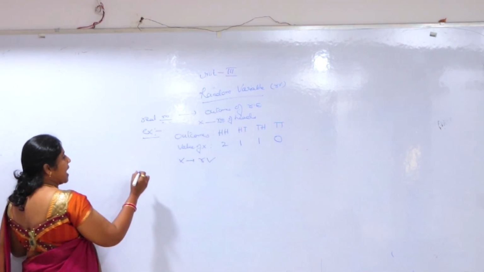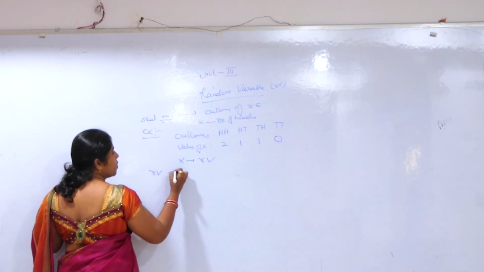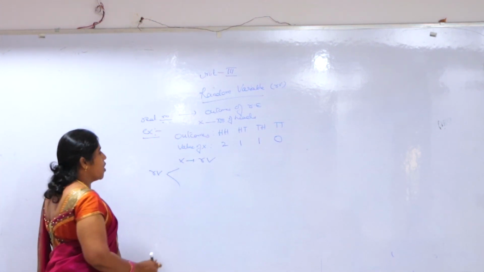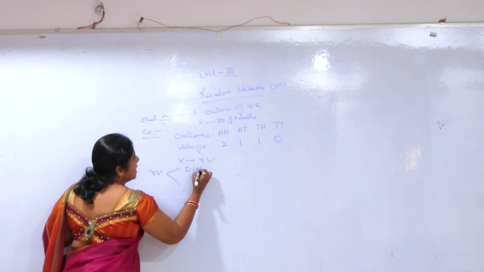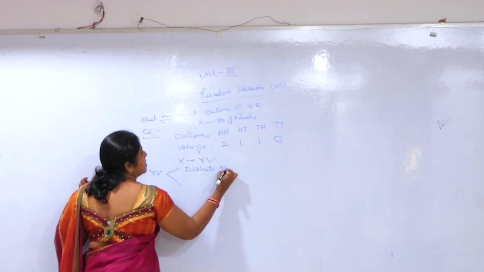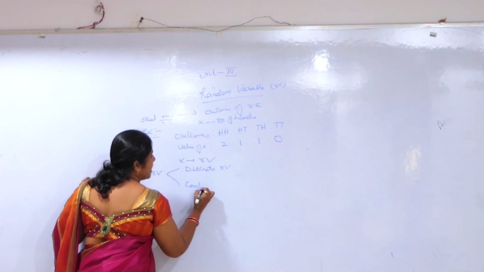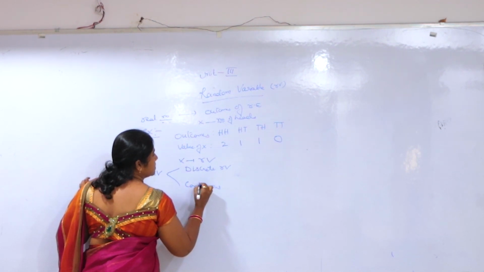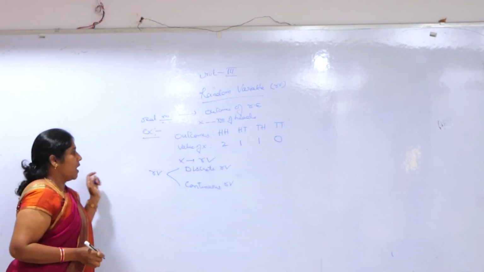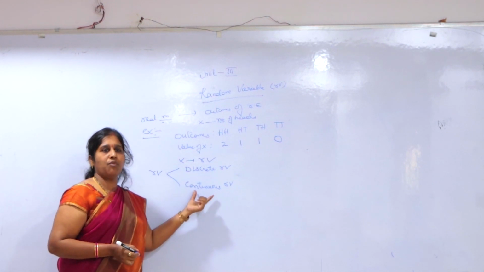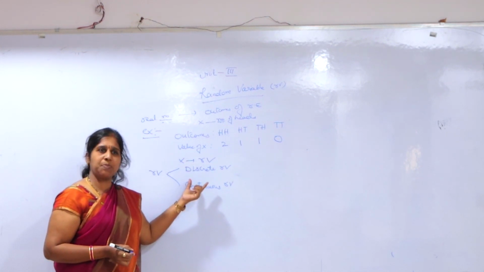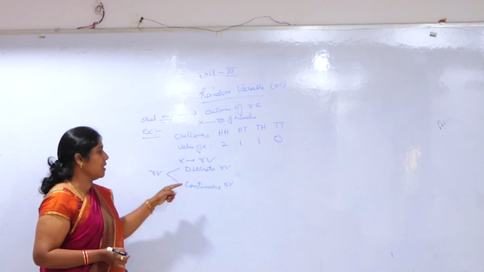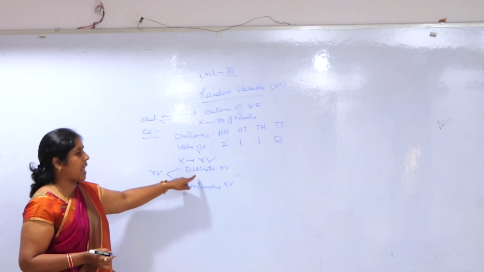Okay. Now in this random variable, you have 2 types of random variables. First one, discrete random variable, and second one, continuous random variable. So in this, we have 2 random variables, discrete random variable and continuous random variable. You can expect this question for 4 marks for short answer. So first I'll explain about discrete random variable.